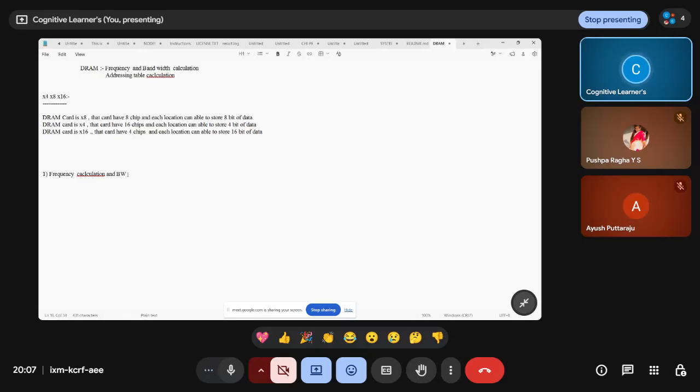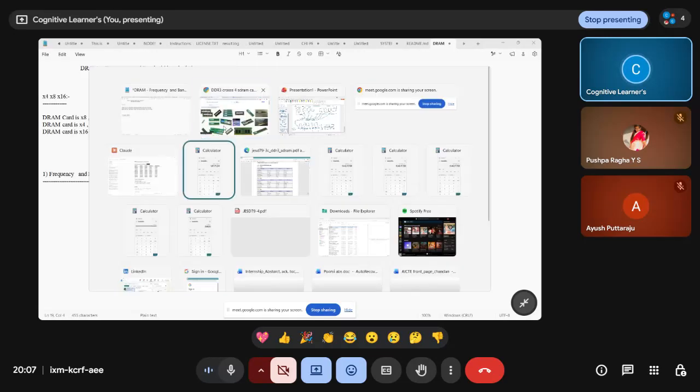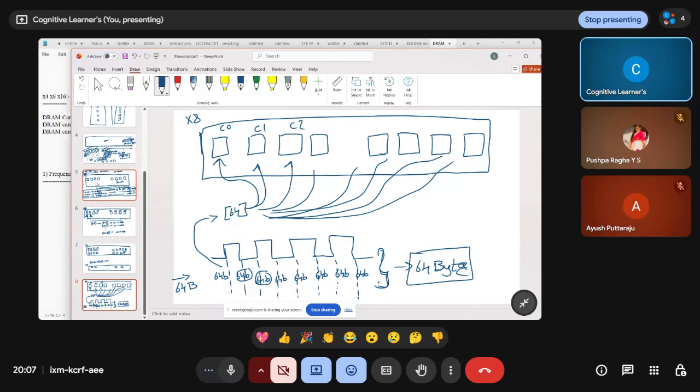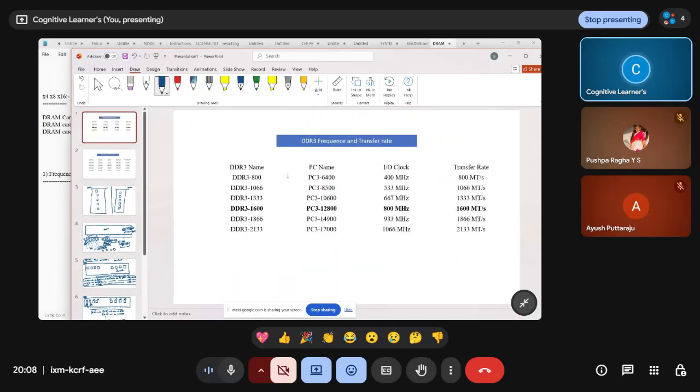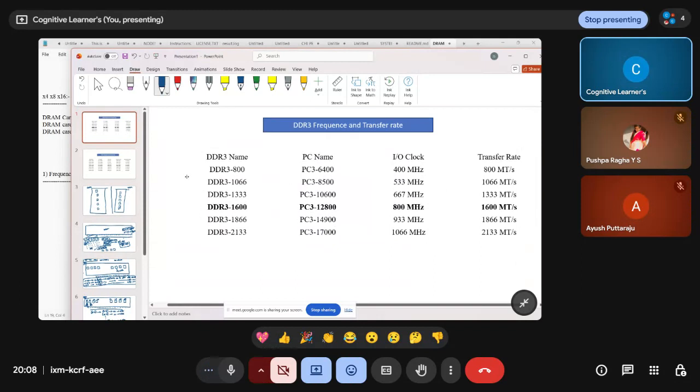Okay, next we jump to frequency calculation and bandwidth. I will show the frequency range of DDR3 and DDR4. First we concentrate on DDR3. That is the DDR3 frequency range. This column is the DDR name, the DDR card name: DDR3 800, DDR3 1066, DDR3 1333.